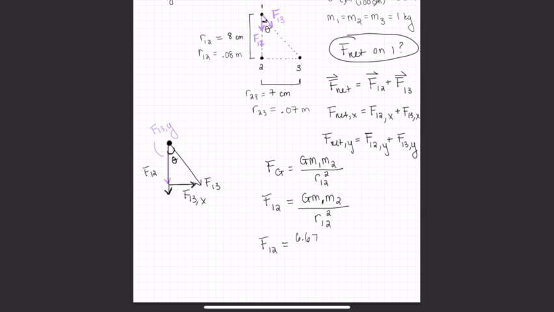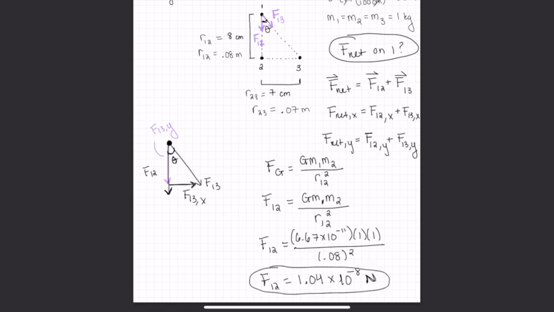So G is just a constant, 6.67 times 10 to the minus 11. The masses were both 1 kilogram. And then our distance is going to be that 0.08 meters squared. And I'll go ahead and put that into my calculator. And that gives me, we'll do 3 sig figs, I guess. Probably only should do 2, but I'm going to do 3. 1.04 times 10 to the minus 8, and this should be in newtons. So then I'm just going to circle that because we're going to need it for later.